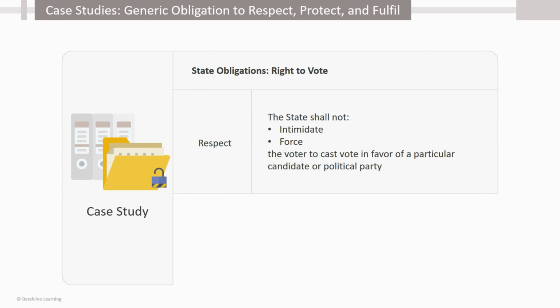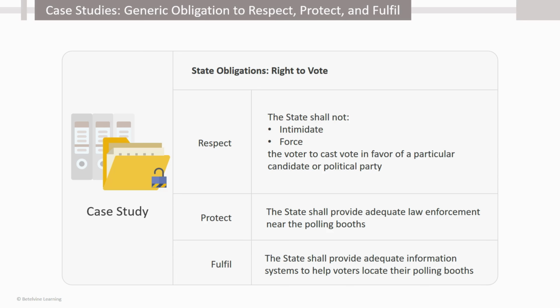Respect. The state shall not intimidate the voter or force the voter to cast vote in favor of a particular candidate or political party. Protect. On the day of election, the state shall provide adequate law enforcement near the polling booths so that people feel free to vote for the candidate or political party of their choice.